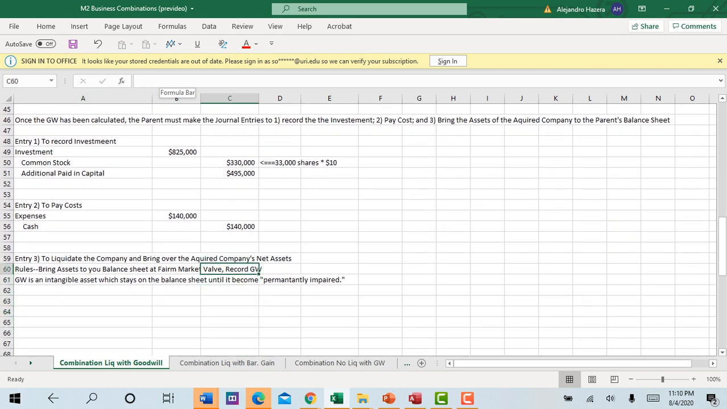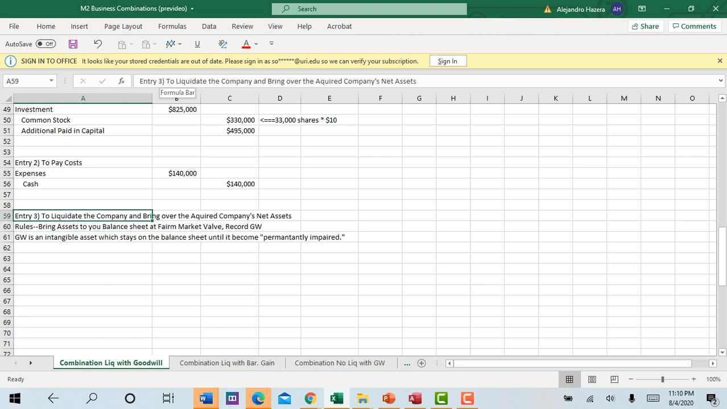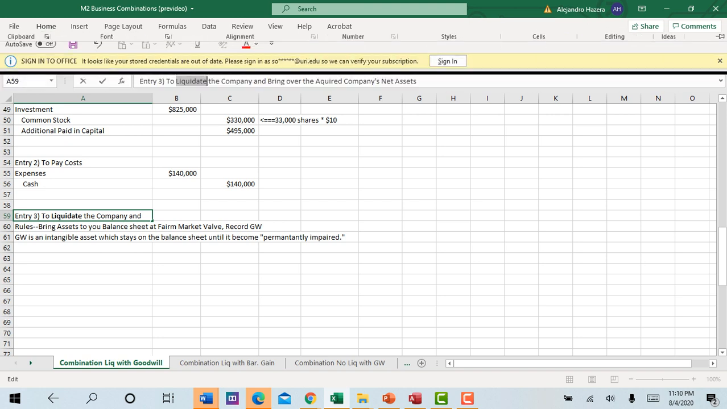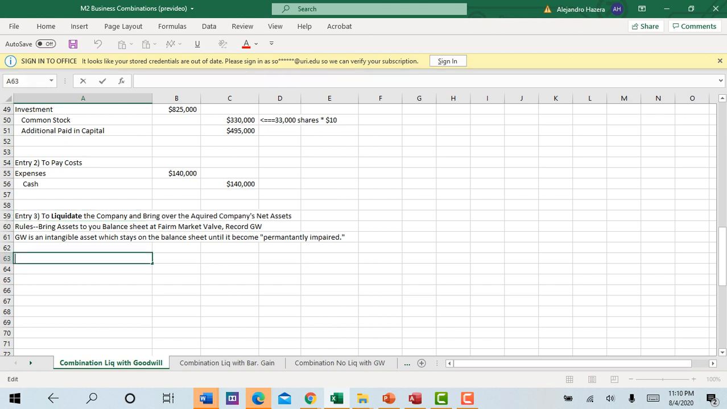Now, the third entry is going to be to liquidate the other company. I'm going to try to put this in bold here. But the third entry is to liquidate the other company. And by liquidate, we mean that you're going to have to bring over all the assets of the other company and liabilities at their fair market values, put them on your own books, the other company goes out of business, and you have one company left.